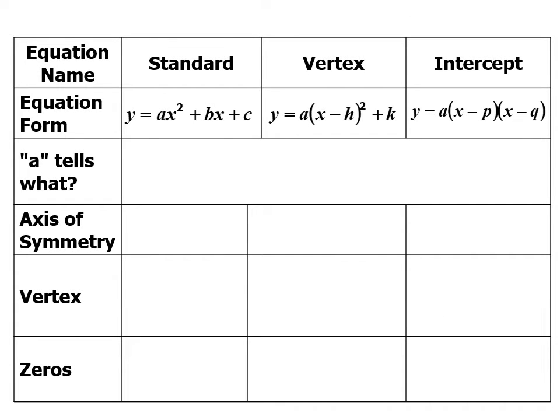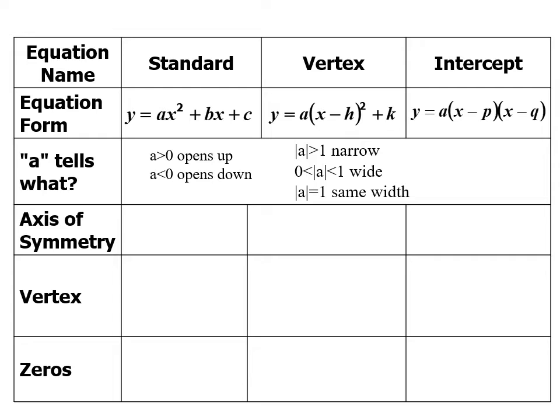And so on this, everything we should know about a standard, vertex, and intercept form. Notice they all have an a. a tells us whether it opens up or down, whether it has a minimum, it opens up, or a maximum, opens down, and whether it is narrow, stretches vertically, is wide, shrinks vertically, or is the same width as the parent function. The axis of symmetry for standard form is x equals negative b over 2a. For the vertex form, it's just x equals h, and for intercept form, we take the 2 zeros and find the average of them, so p plus q divided by 2.